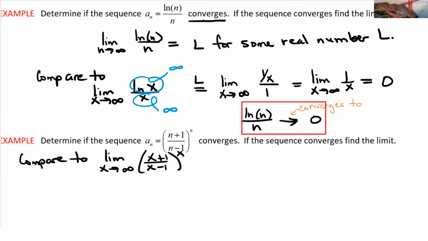Okay, let me ask a different question. What if I just asked you to find the limit as x goes to infinity of x plus 1 over x minus 1? What would that be? 1, very good. Because you can just look at the highest degree terms. So that means that this inside part is going towards 1 while the exponent is going towards infinity. So this is actually a 1 to the infinity power indeterminate form.